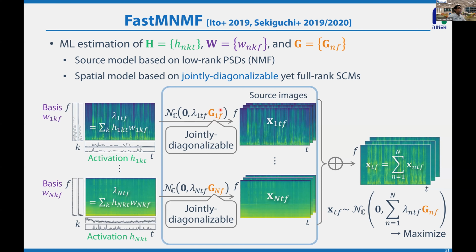In this model, these spatial covariance matrices are assumed to be jointly diagonalizable. This is the only difference between these methods. And this is the likelihood function. This likelihood function is maximized by tuning these unknown parameters.